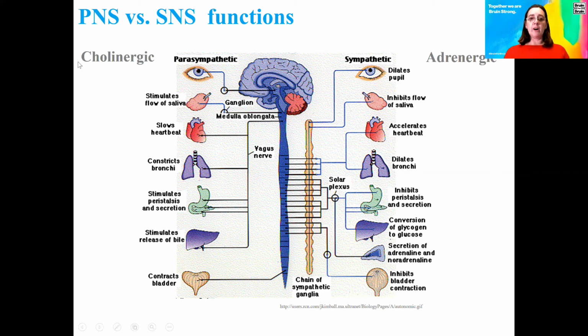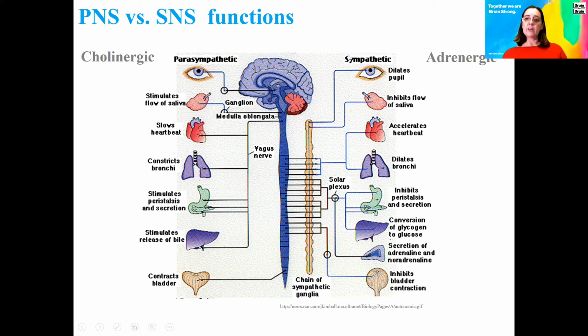So let's go first to the parasympathetic nervous system, also known as the cholinergic nervous system, because we'll see that the main neurotransmitter for the parasympathetic nervous system is acetylcholine. You see that because it's called rest and digest, you slow the heartbeat, constrict the bronchi, stimulate the peristalsis and secretion for digestion, stimulate the release of bile, again to increase digestion, and contract the bladder. And it also constricts the pupils.